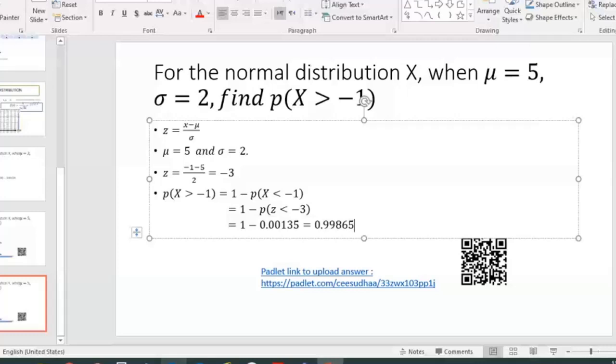0.99865 is the answer for that. So whenever you have the greater than symbol, such as greater than minus 1, convert this x into less than by using 1 minus. Okay. And sometimes what you'll have is a question of this type.